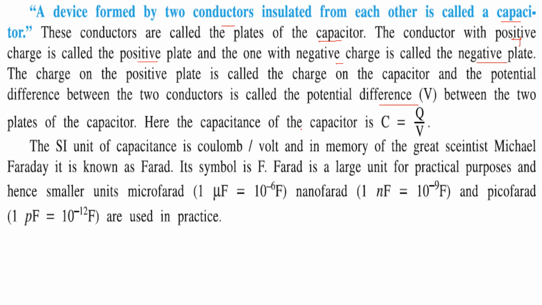So the capacitance of a capacitor, C, is given by charge divided by potential difference. What is the SI unit of capacitance? It is coulomb per volt, and because of the great scientist Michael Faraday, it is known as the farad. The symbol is F. The farad is a large unit for practical purposes, so we use the microfarad, where micro is 10 to the power minus 6, the nanofarad, where n is 10 to the power minus 9, and the picofarad, which is 10 to the power minus 12.